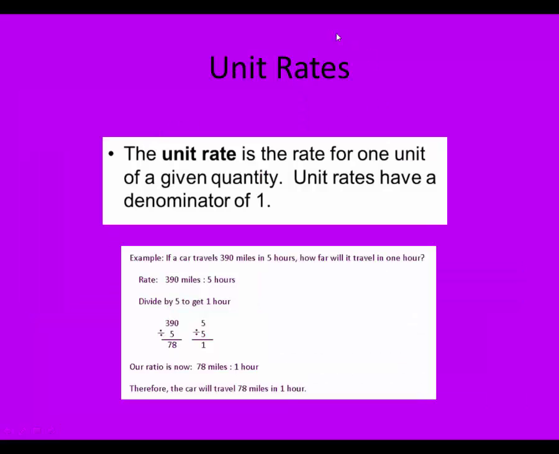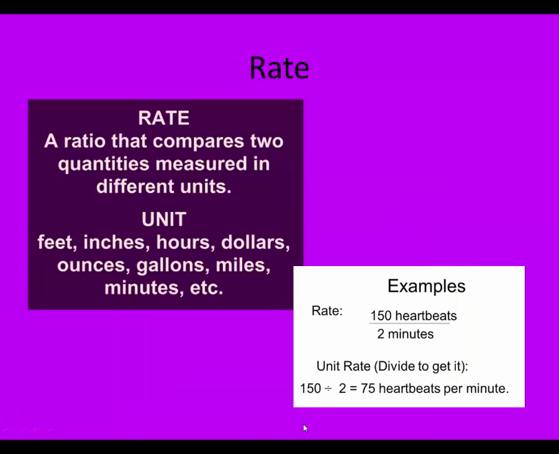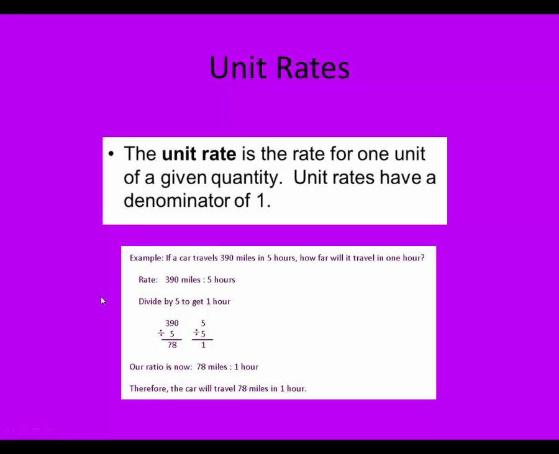Which brings us to unit rates. The unit rate is the rate for 1 unit of a given quantity. Unit rates have a denominator of 1. So like I said back here, let's flip back. The unit rate is just your quotient or product, or whatever you're using, the sum, the difference, whatever operation you're using, it's just the answer. So your unit rate is the answer.